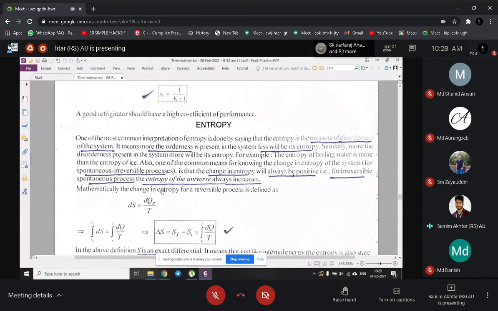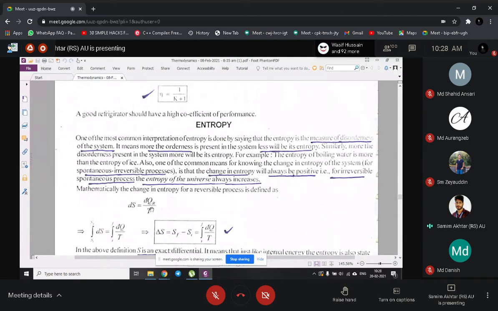In the second law of thermodynamics, we have to see that the consequence of the second law of thermodynamics is basically the entropy. And what is the entropy? Entropy is basically a measure of the disorder of the system or disorder of the molecules, and the mathematical expression of the entropy is given by dS equal to dQr by T.